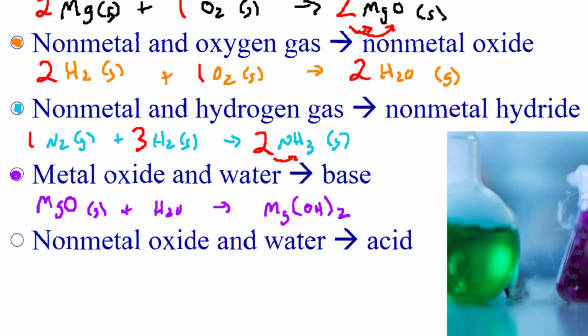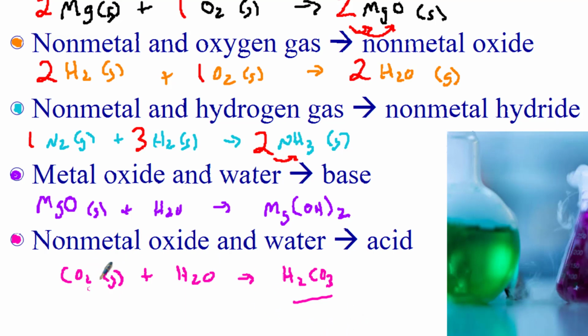Last but not least, let's take a look at a non-metal oxide and water. Let's take a look at a non-metal oxide like carbon dioxide gas. What happens when carbon dioxide gas gets put with water? These are going to combine together to make an acid, H2CO3, and this is going to make what's called carbonic acid.